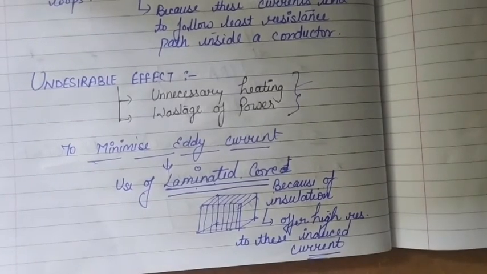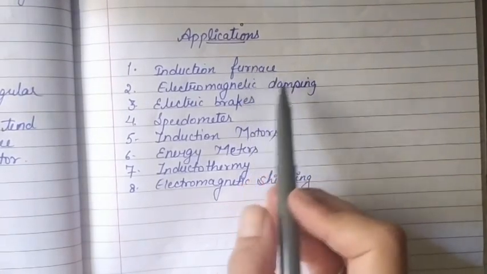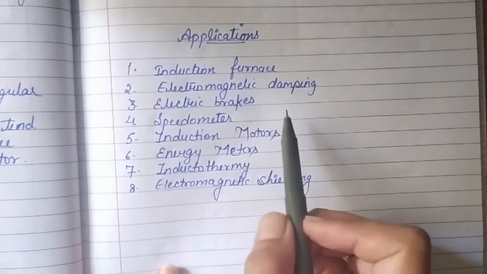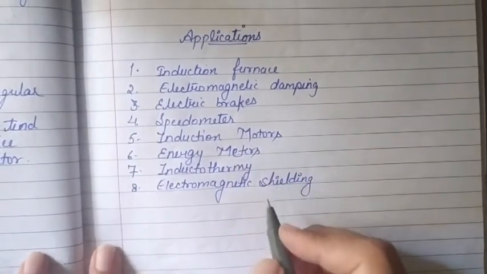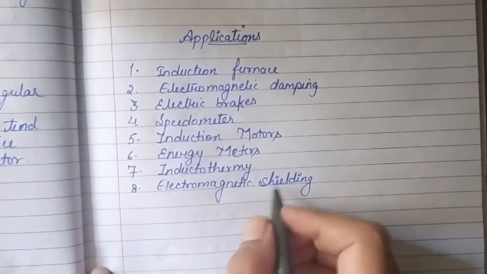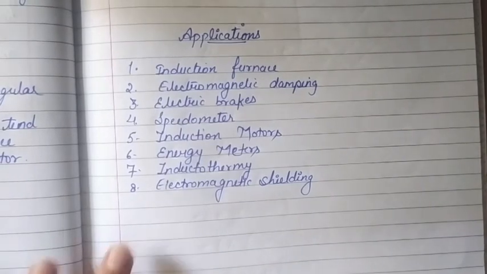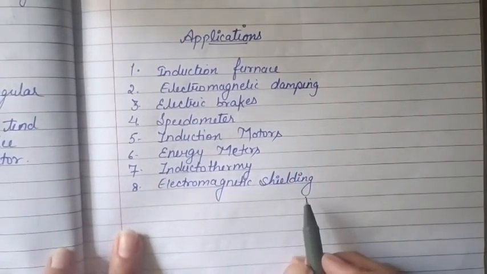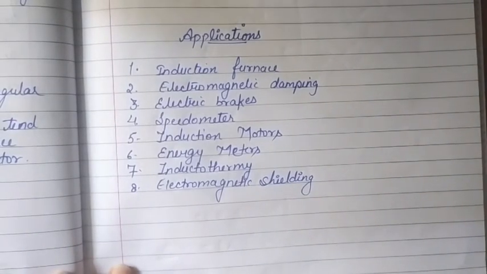Now after the undesirable effects, moving to the applications of eddy currents. These are induction furnace, electromagnetic damping, electric brakes, speedometer, induction motors, energy meters, inductothermy, and electromagnetic shielding. So that heating effect or wastage of power which seemed undesirable in eddy currents, in all these phenomena or devices, that effect actually works as an application.